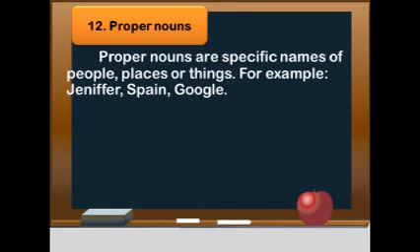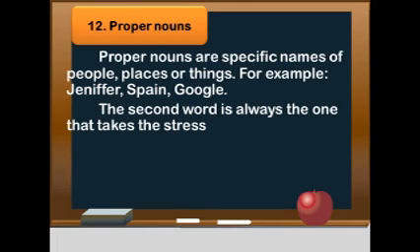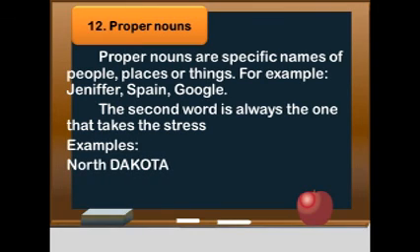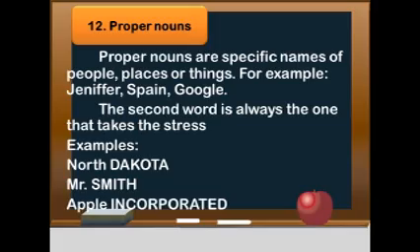Proper nouns. Proper nouns are specific names of people, places, or things. For example, Jennifer, Spain, Google. The second word is always the one that takes the stress. Here are the examples. North Dakota, Mr. Smith, Apple Incorporated.